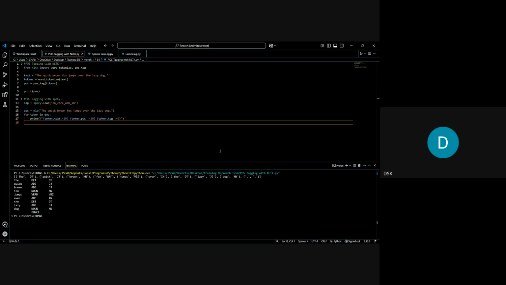Why POS tagging matters: it helps us determine the role of each word in a sentence. It is used in tasks like syntax parsing, named entity recognition, question answering, and information retrieval. It also helps in lemmatization, that is, verbs versus nouns require different base forms. So that is why it is used.